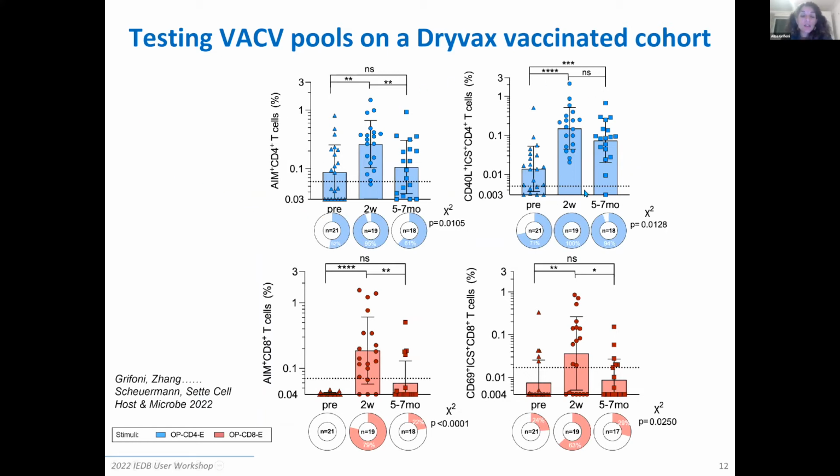So in blue, I'm showing you the CD4 response in terms of activation on the left and in terms of production of cytokines, so functionality, on the right side. And in the bottom graph, you see the CD8 response in red. The response is also shown in terms of magnitude and frequency of response, which is represented by the different pie charts. So what is the picture that we observe?